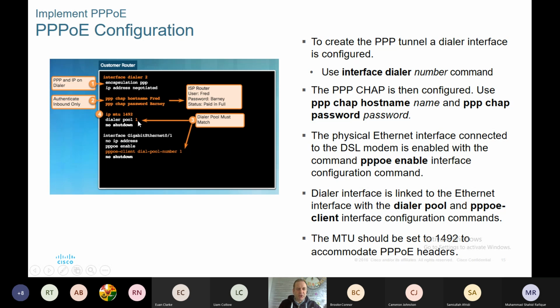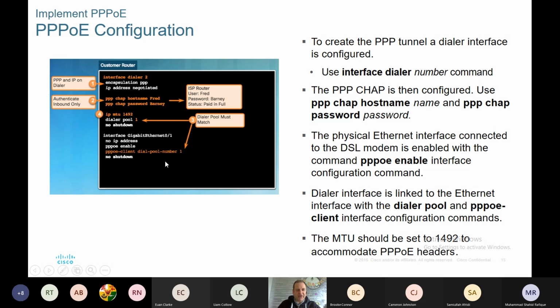Now, this dialer pool basically lets you set who is allowed to bring up that line and who isn't. So in your gigabit interface that's going to connect to the internet, you say no IP address, PPPoE enable, PPPoE client dial pool number 1, just to match that. So we're saying traffic from the gigabit Ethernet 0/1 is allowed to bring up that line, and then you say no shutdown.